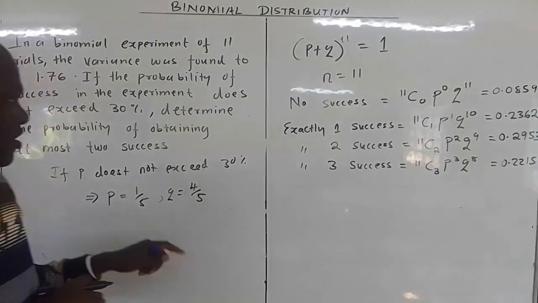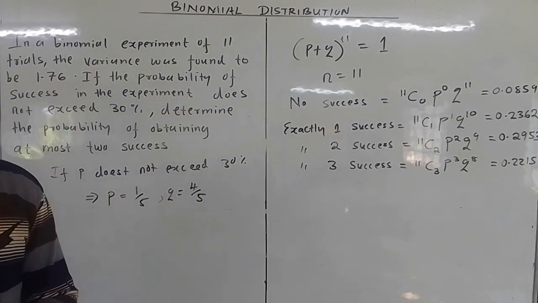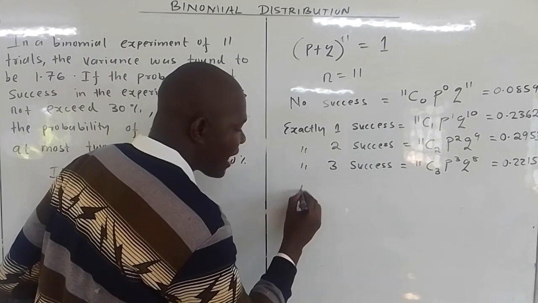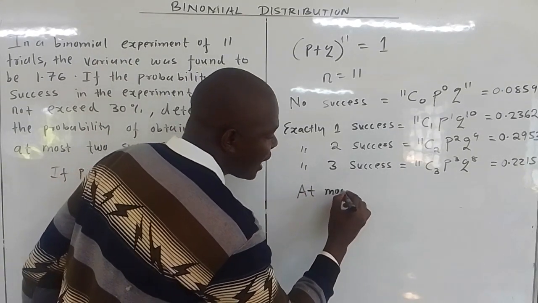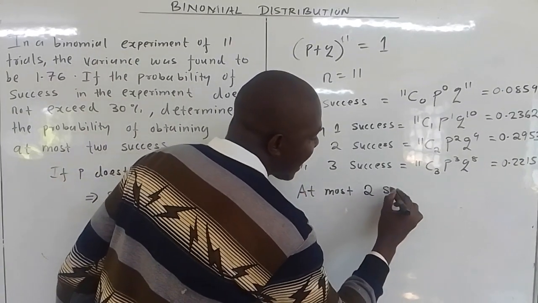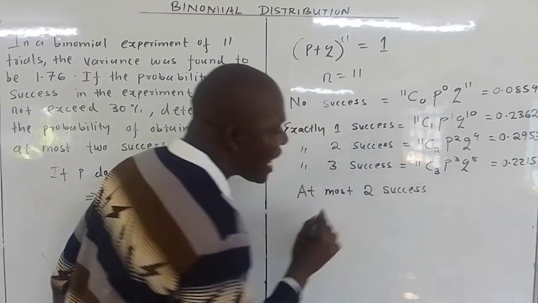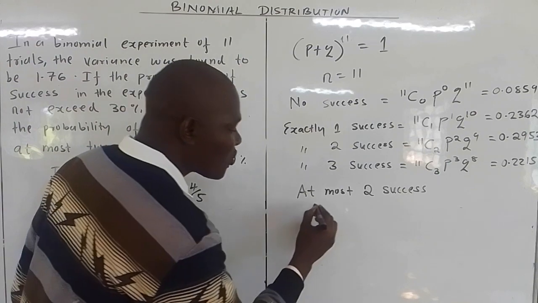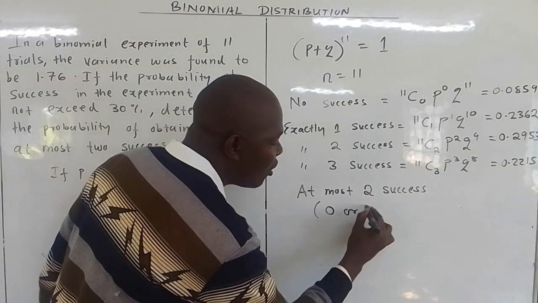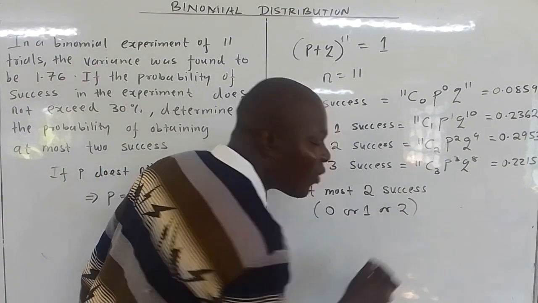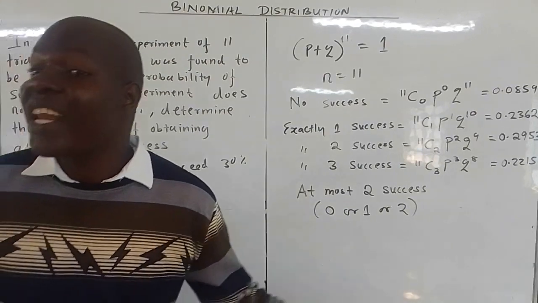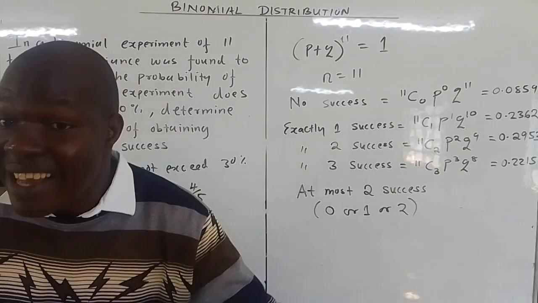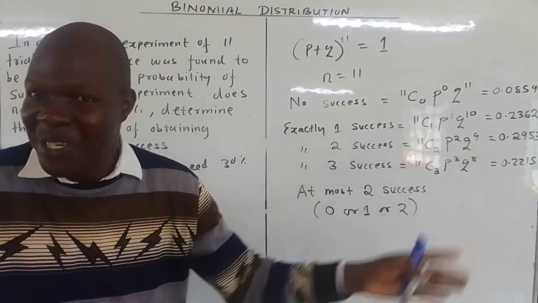So what is the first question they want? At most 2 success. So you come and write here at most 2 success. So when you talk about at most 2, meaning 2 is the maximum you can reach, isn't it? So at most 2 success means either no or 1 or 2. At most 2 the maximum is 2, meaning you can get a 0, no success, or 1 success, or 2 success. That is at most 2.